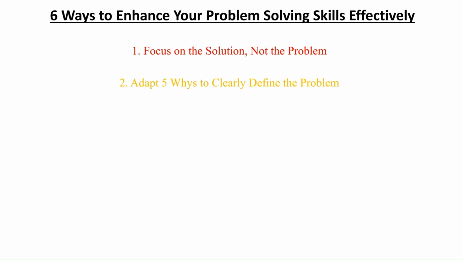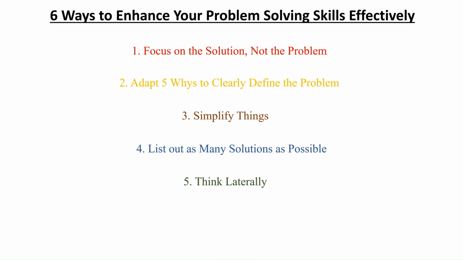Second, adopt 5 whys to clearly define the problem. 5 whys is a problem-solving framework technique which involves repeatedly asking the question why to help you get to the root cause of a problem. Third, simplify things. Remove all the details and go back to the basics. Try looking for really easy and obvious solutions. Fourth, list out as many solutions as possible.